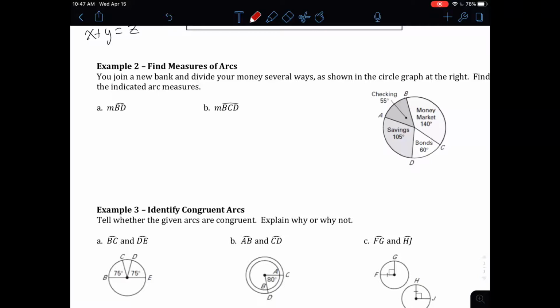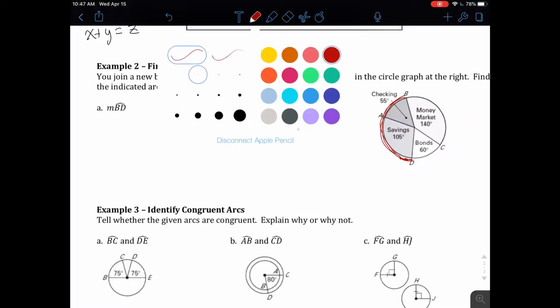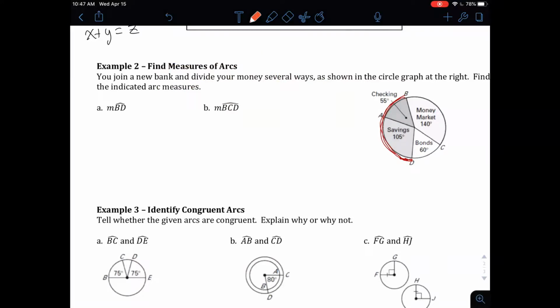So measure of arc AB is going to be this to here. Okay, remember, three letters means it has to go the long way around the circle. Two letters means it's the short way. So we have that entire arc right there. We have this part of the arc as part of it, and we have this part of the arc as part of it.